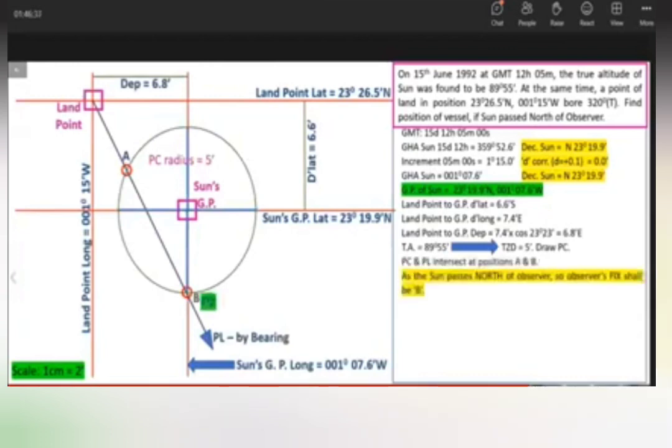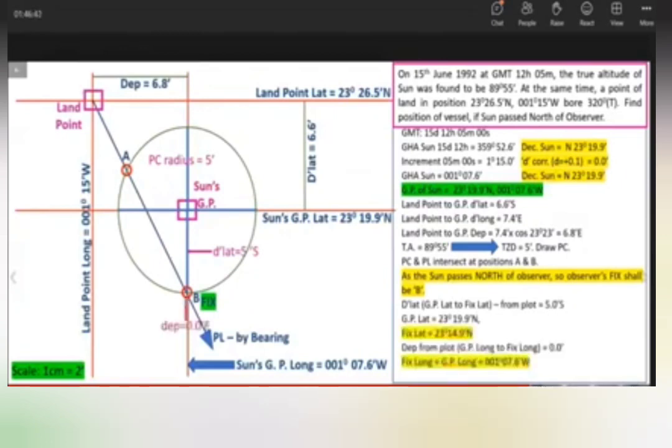We have position A and B coming up. Then we have the fix also identified now, and it takes us to the position of the vessel. And this is how the plot shall appear if you do not have access to the graph paper. Then this is how you would plot your question.